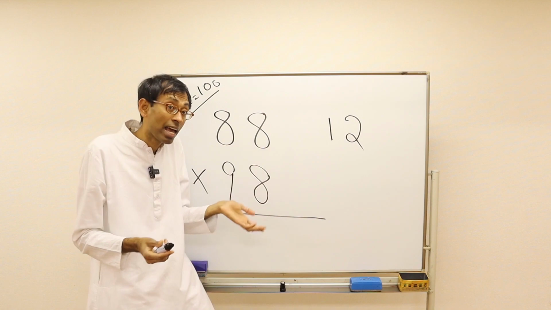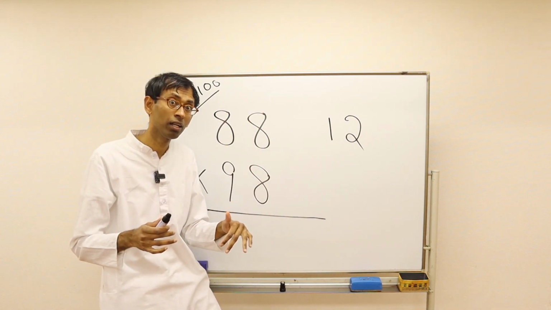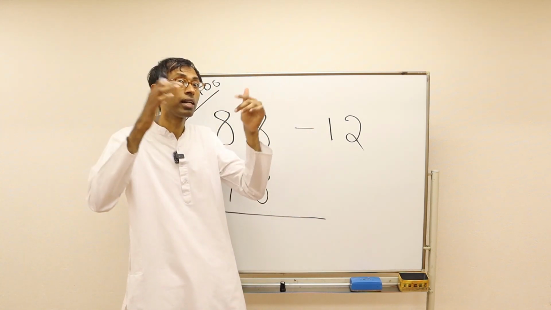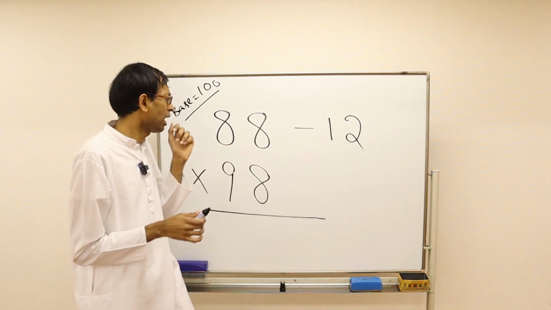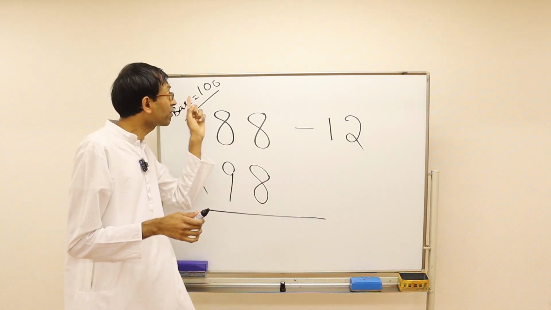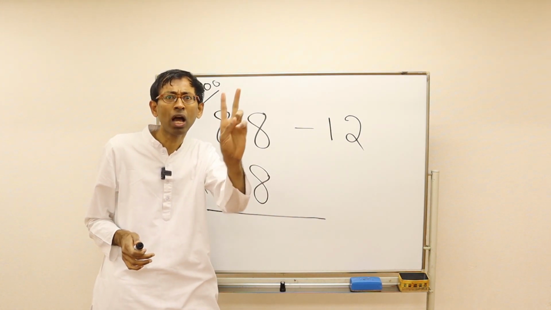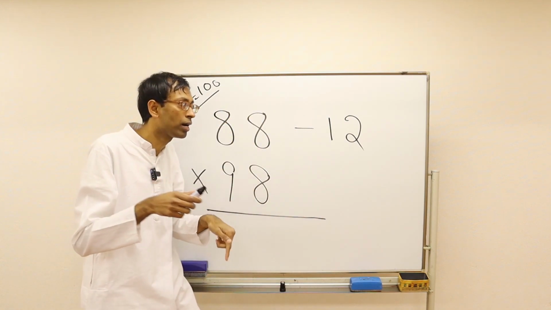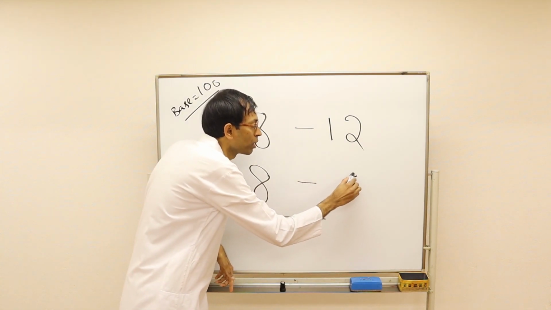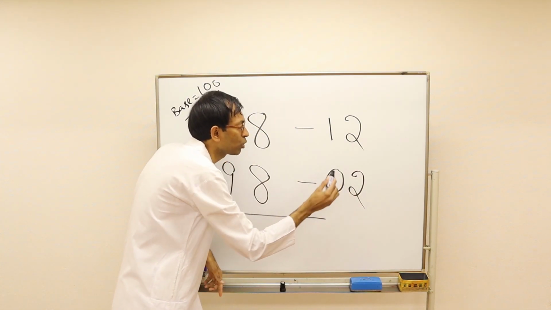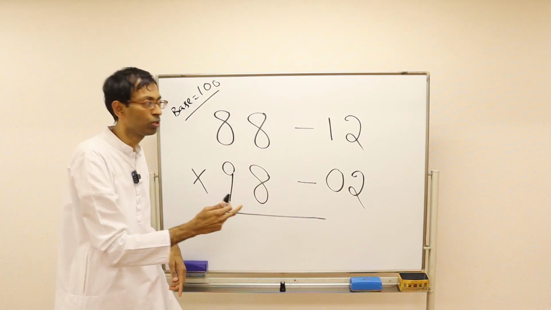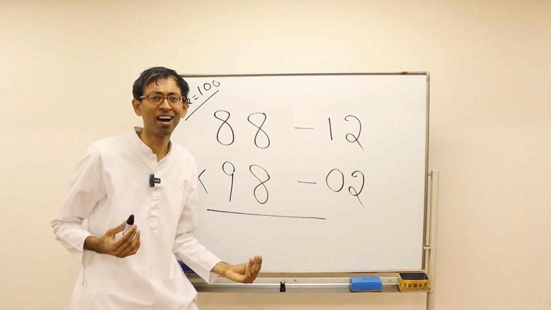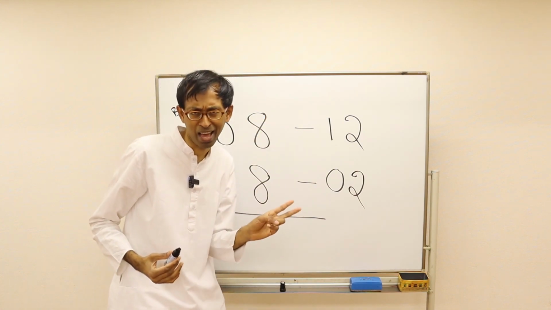Okay, is 88 above 100 or below 100? It's below 100, so we put a minus. If it is above 100, we will put a plus. And now how much is 98 away from 100? Just 2 away from 100. Is it below 100 or above 100? It's below 100, so we write a minus 2. Okay, so we usually write it as 02 because this base has 2 zeros. We write a 2-digit number here.